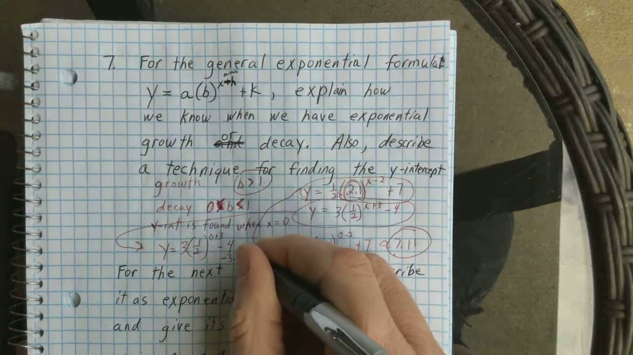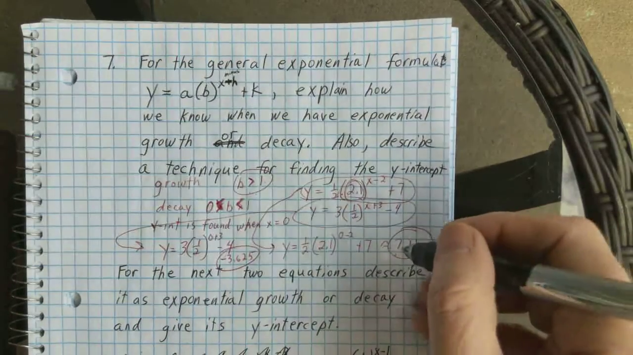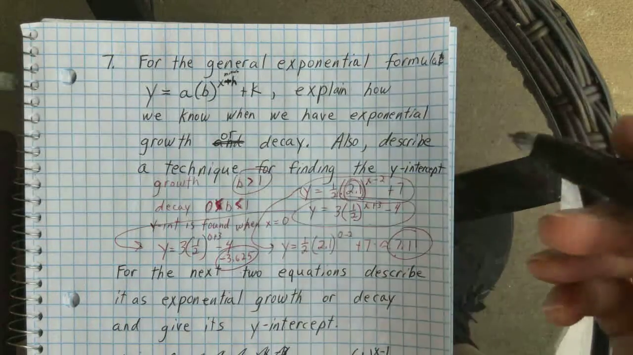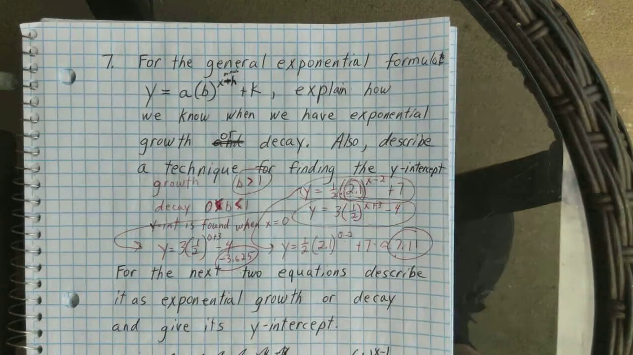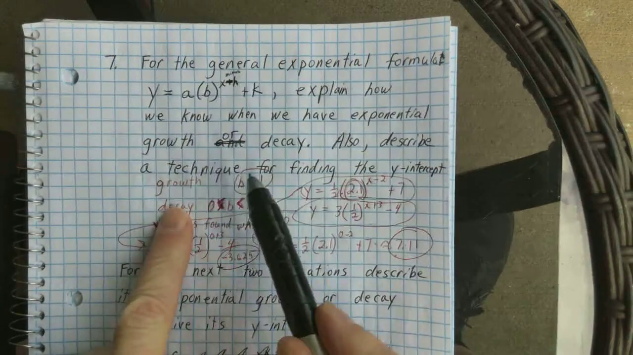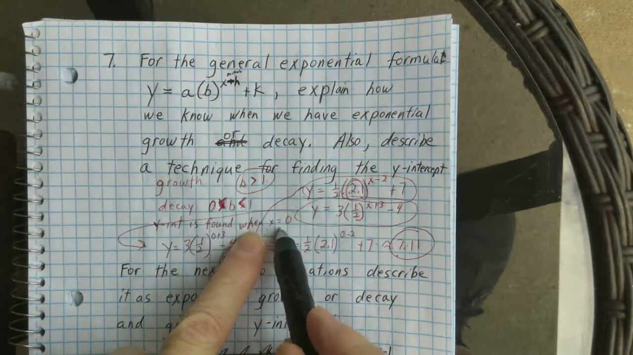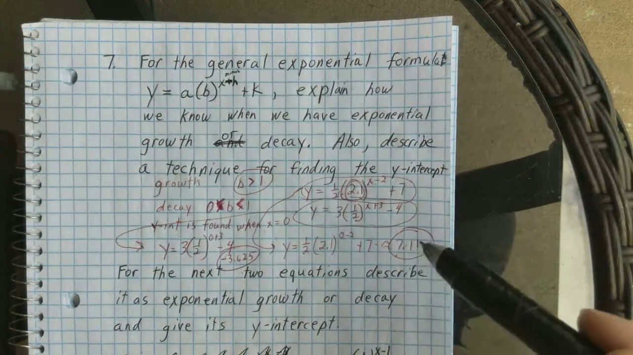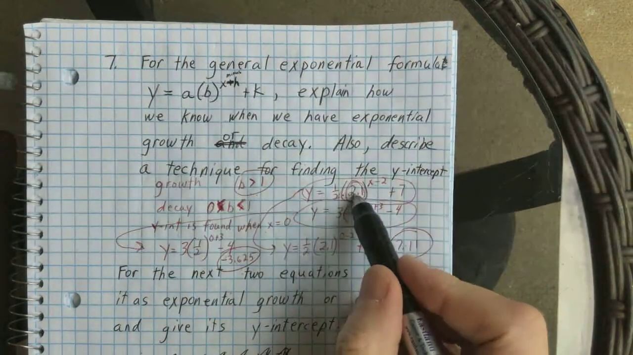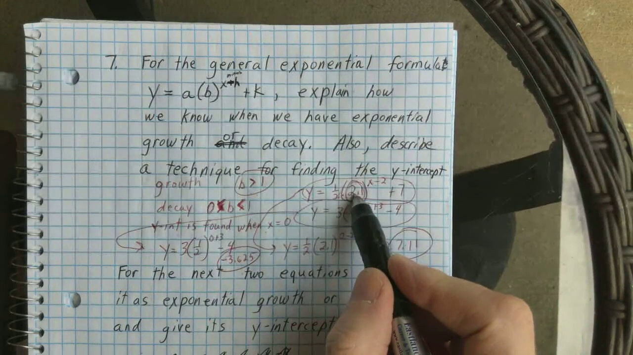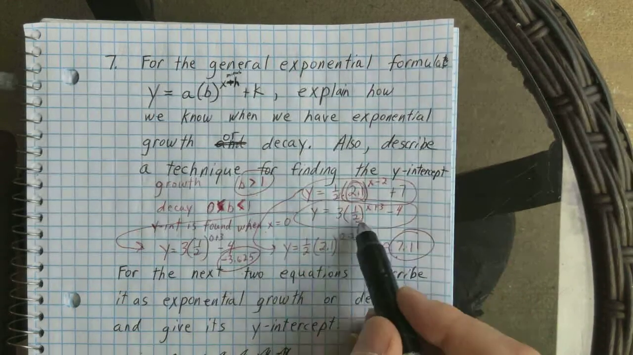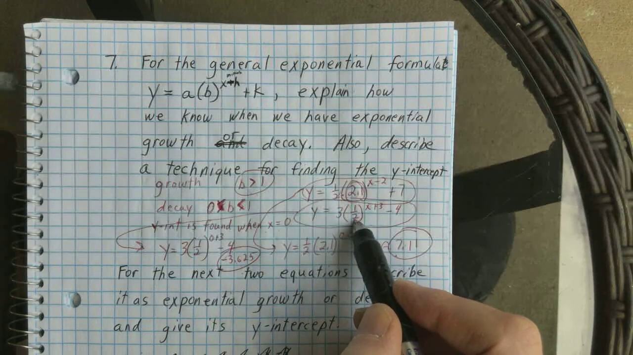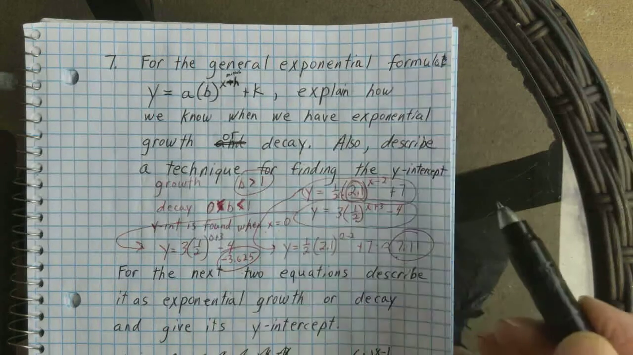These are the y-intercepts. These are where the graphs are going to cross the y-axis for that equation and that equation. So that's all there is to finding the y-intercept. How do we find the y-intercept? We set x equal to 0 and do the calculation. Okay? And exponential growth, the base here is bigger than 1. Exponential decay, the base here is between 0 and 1. It's less than 1, bigger than 0.